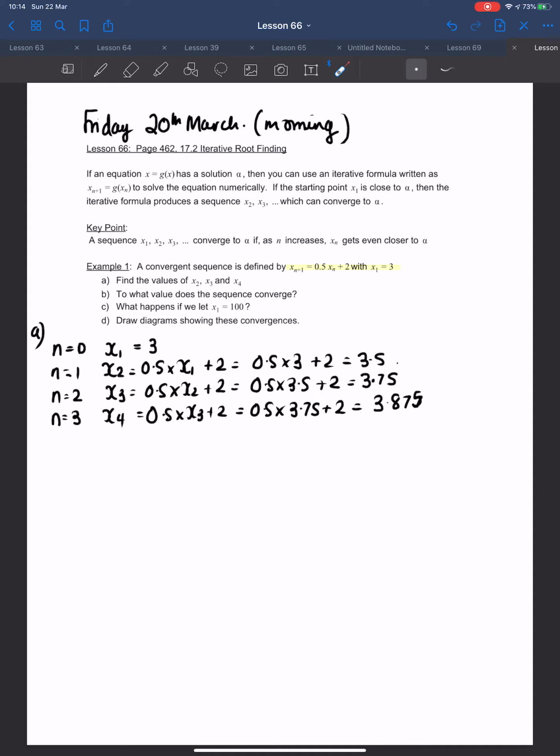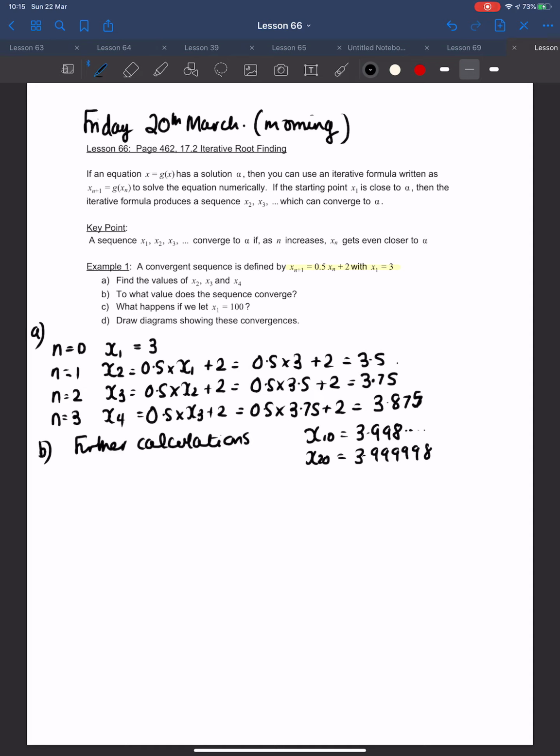So you can see that it's closing the gap all the time. Okay. In the book, they give you further calculations. Further calculations would show that x10 is 3.998 and x20 is 3.999998. So it appears to converge to 4, and get closer and closer to 4 without actually ever being 4.